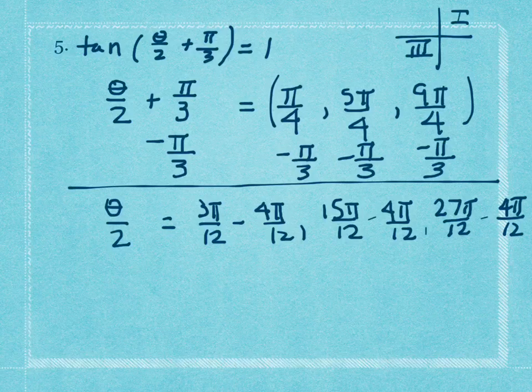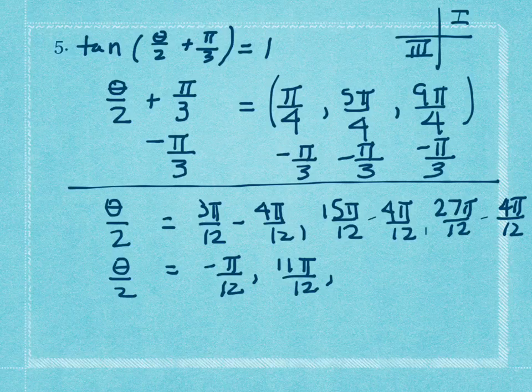Okay, is everybody with me? Okay. What happens on the first one? I have a negative pi over 12. We'll deal with that in a minute, but let's finish the others. How about 15 pi over 12 minus 4 pi over 12? And the last one?